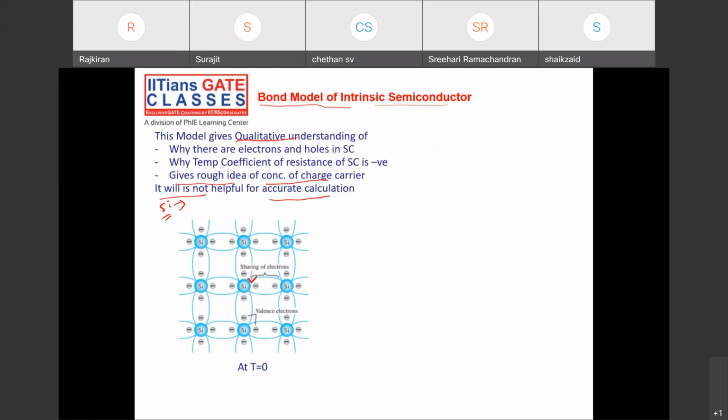So if you see a semiconductor, each silicon atom is bonded to four other silicon atoms. Is it clear to all of you? We see this silicon: 1, 2, 3, 4. So every silicon atom is bonded to four other silicon atoms. Is the statement right? Guys, you respond quickly so that we can go quickly.